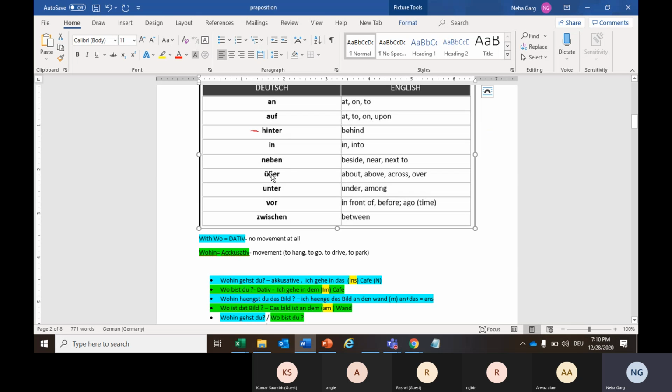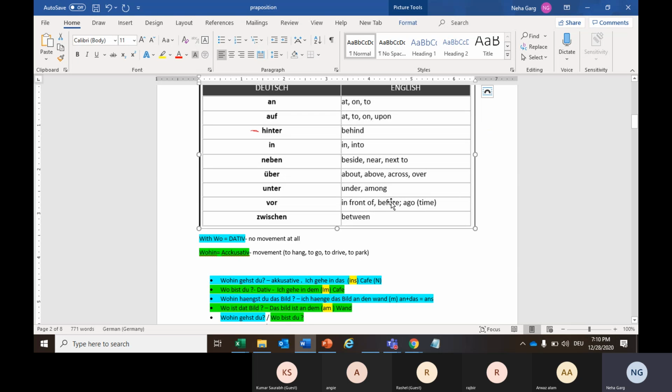Then we have unter, under as in under something. Then we have vor, that means in front of. Now vor has many meanings. One is in front of: I am standing in front of the church, I am standing in front of the museum, I am standing in front of the door. In front of, in terms of position.